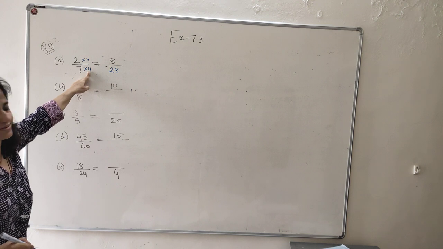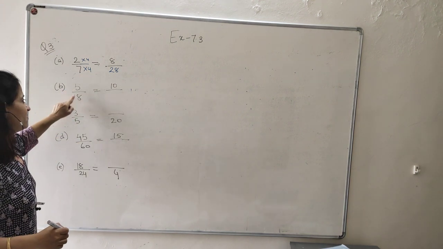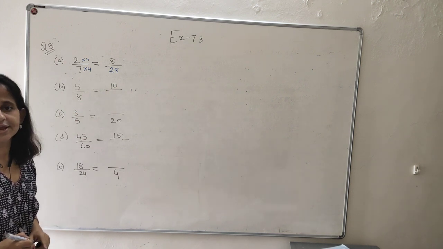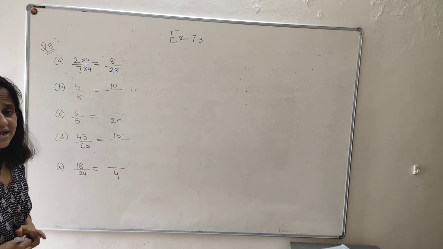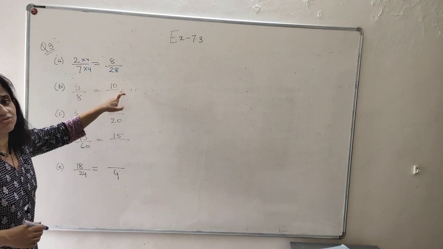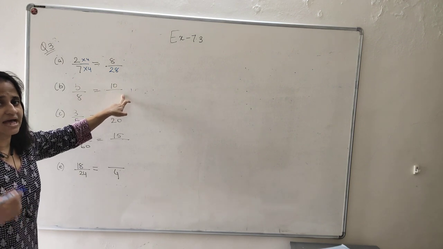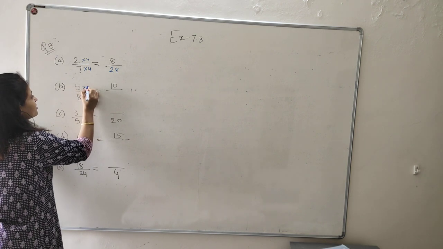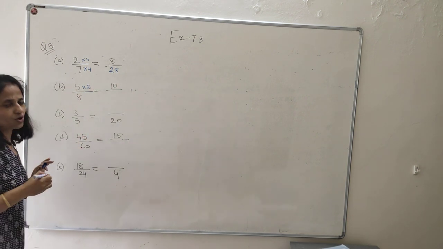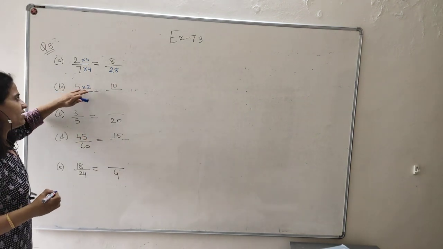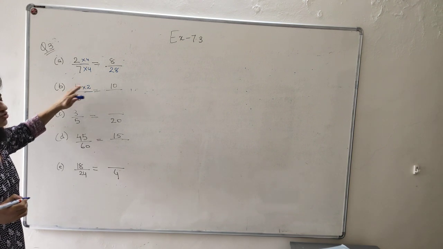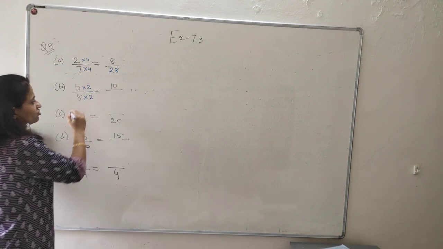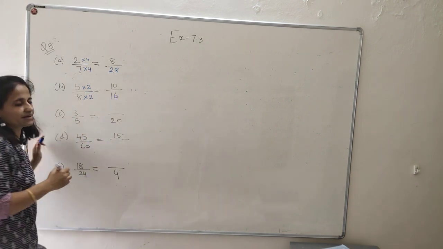Isn't it very simple? Same way, 5 upon 8. I want to make 5 into 10. What should I do to convert 5 to 10? I will multiply. Multiply by what? Multiply by 2. 5 2s are 10, you all know that. If I multiply the numerator by 2, I have to multiply the denominator also by 2. So 8 2s will become 16.